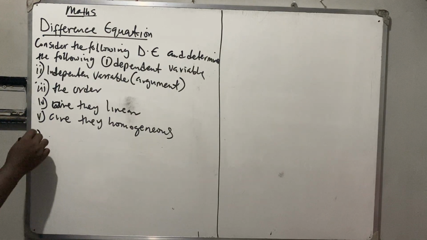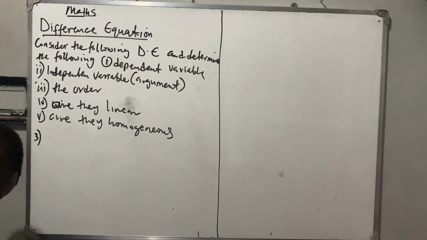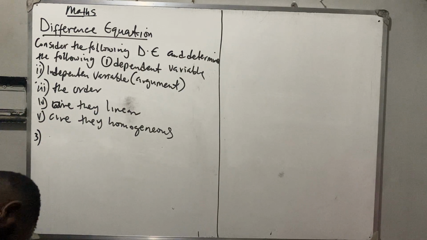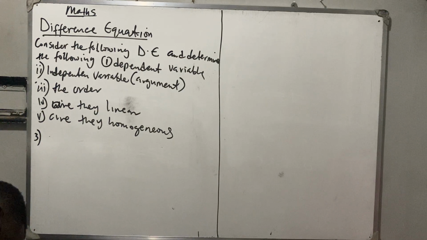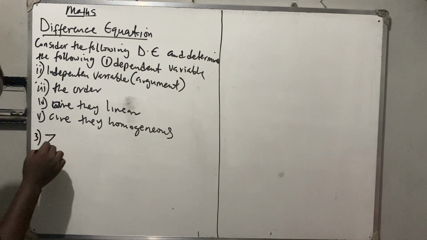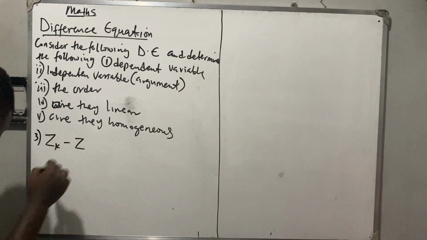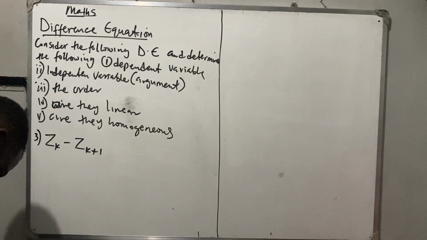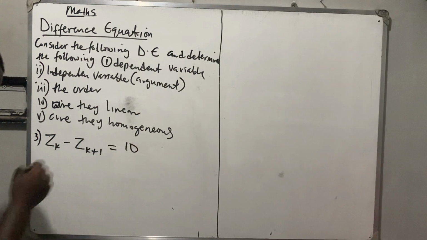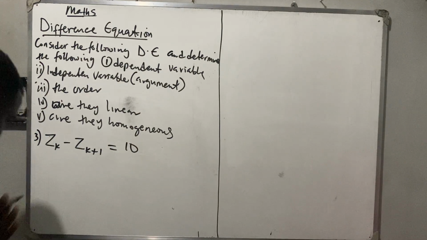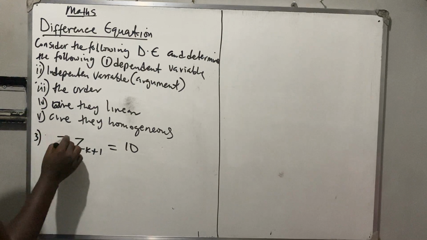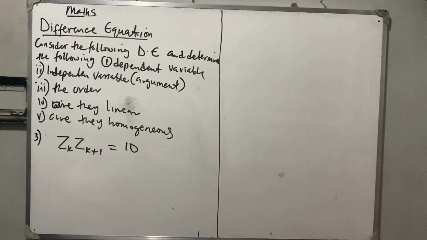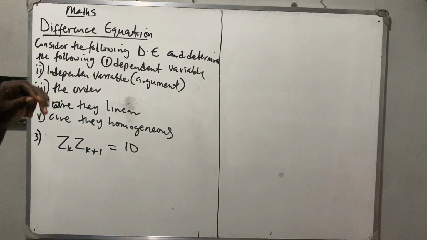So for question number 3, these things are very simple. Question number 3 said z_k minus z_{k+1} is equal to 10. Okay, that is not minus. They say z_k like this. Now, first of all, they say we should determine what?